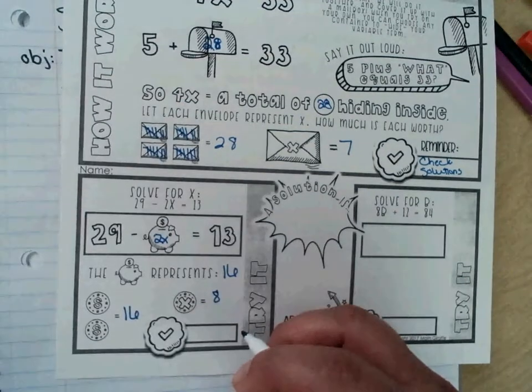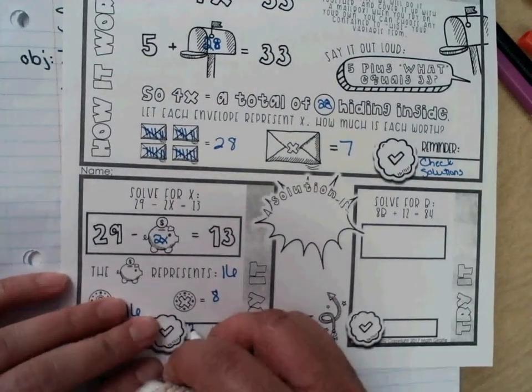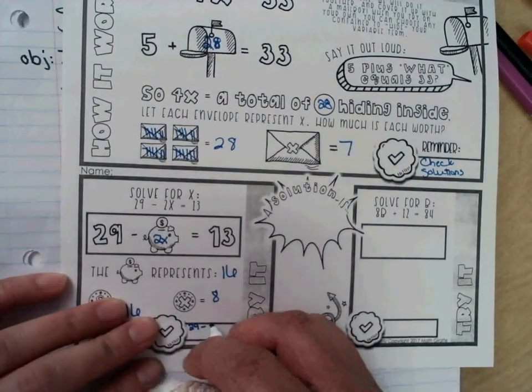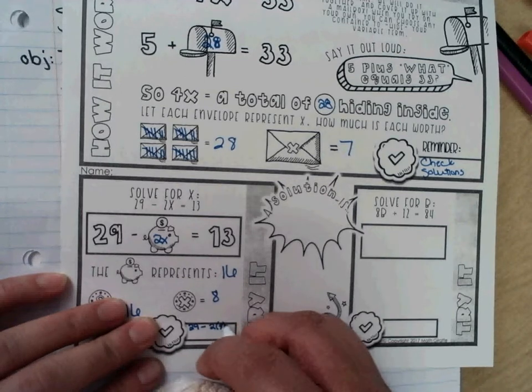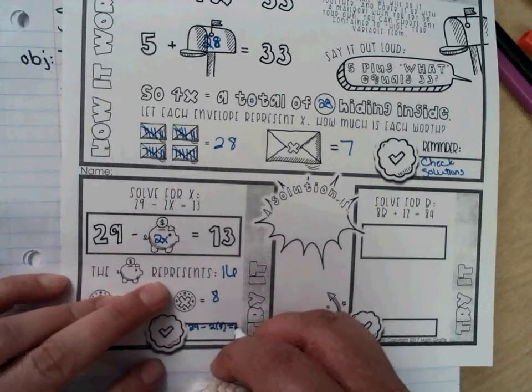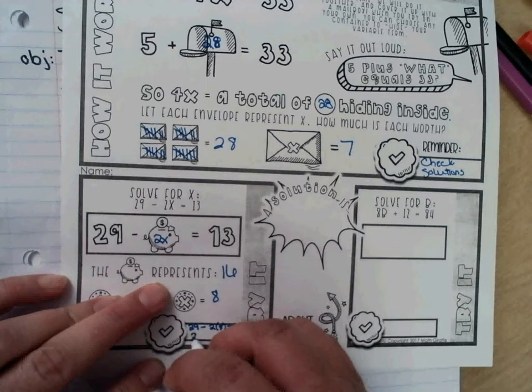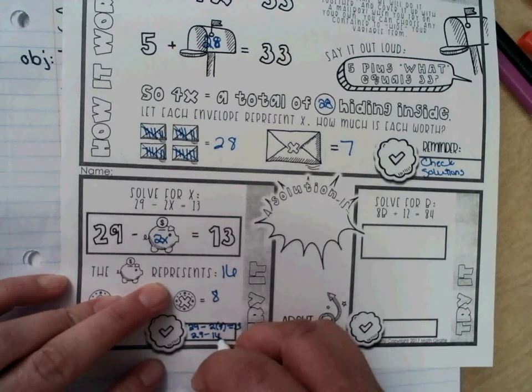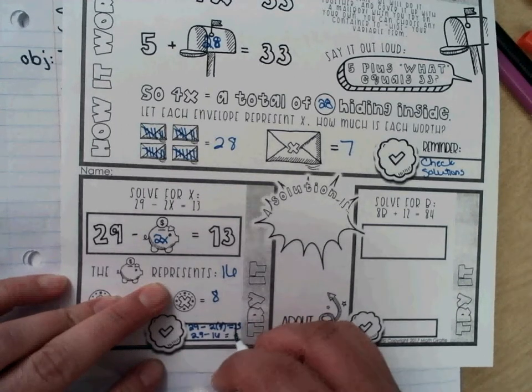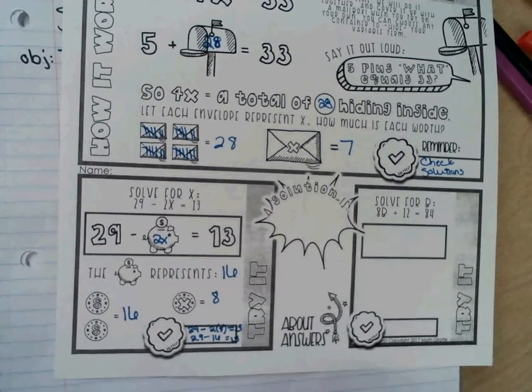Now, I have to check, so I do 29 minus 2 times 8 equals 13. So 29 minus 16, so 9 minus 6 equals 3, 2 minus 1 equals 1. Does it check? It does.